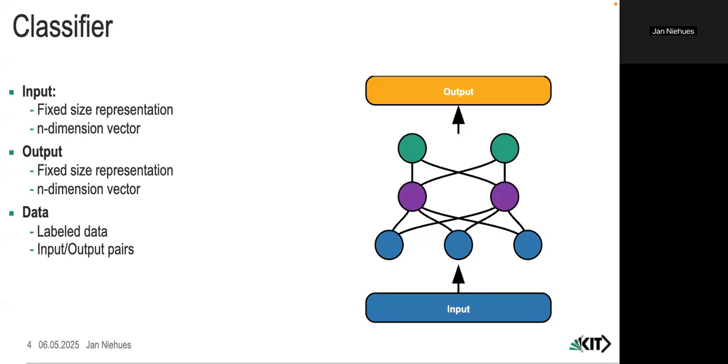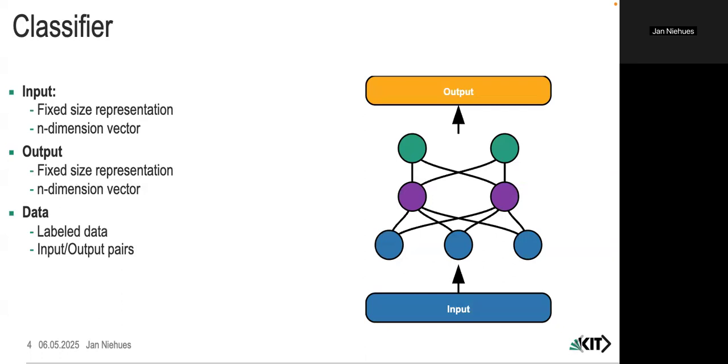And when you think about training these models, what you need is pairs of input and output. You put the input in, you generate the output, and then you check how good your result is, measure the error and train it. So in order to train it, you need labeled data, input and output.